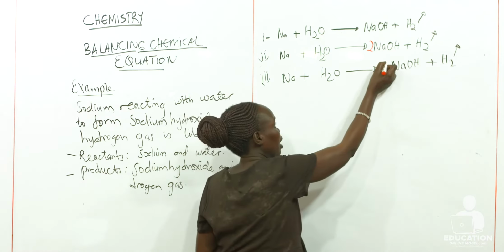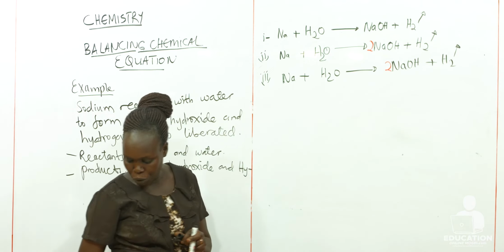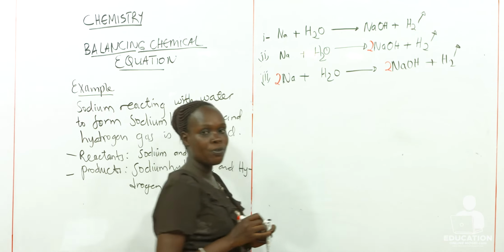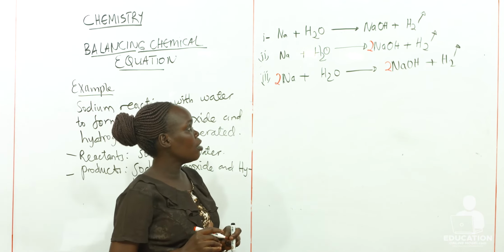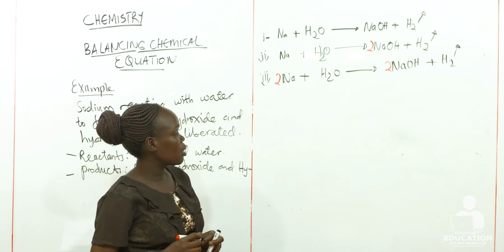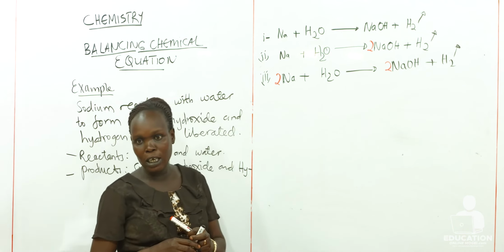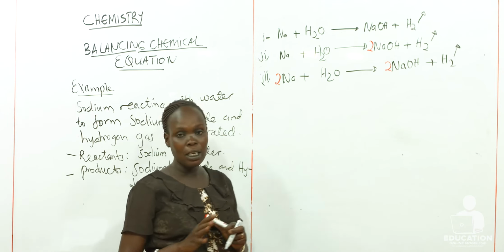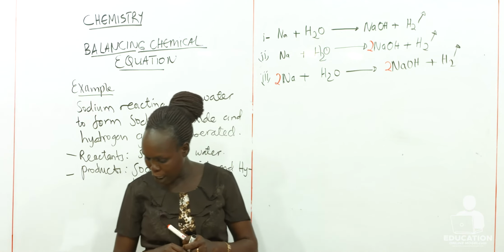We put the 2 here and we have another 2 should be put in front of sodium so that we have 2 atoms of sodium and we have 2 atoms of oxygen gas. So here on the left hand side we have 1 atom of oxygen gas. So in this case we shall have an unbalanced chemical equation. It means we need to continue to balance the number of atoms.